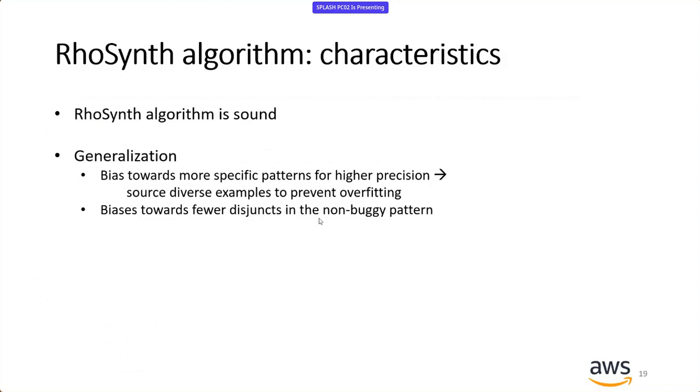And a note about generalization. We are biasing our synthesis algorithm towards more specific patterns, and this is a conscious decision because we want our rules to not miss relevant code context so that they have high precision. This may lead to overfitting, and in this current work, we circumvent that outside of the algorithm by making sure that the examples we're using for synthesizing rules are diverse. And when synthesizing non-buggy patterns, we ensure that our algorithm is biased towards fewer disjuncts, which again leads to better generalization.